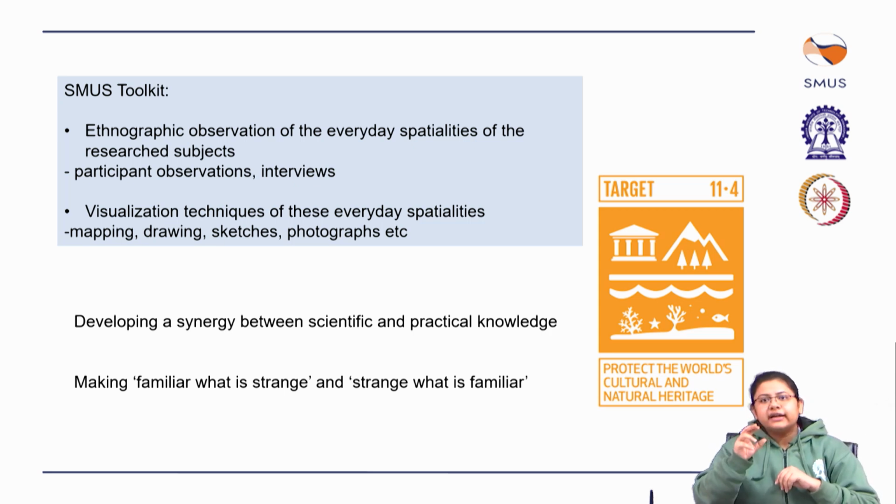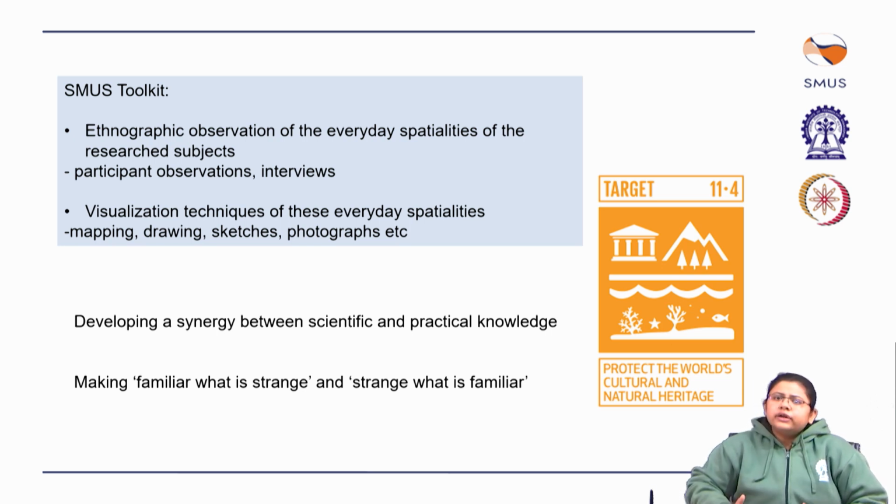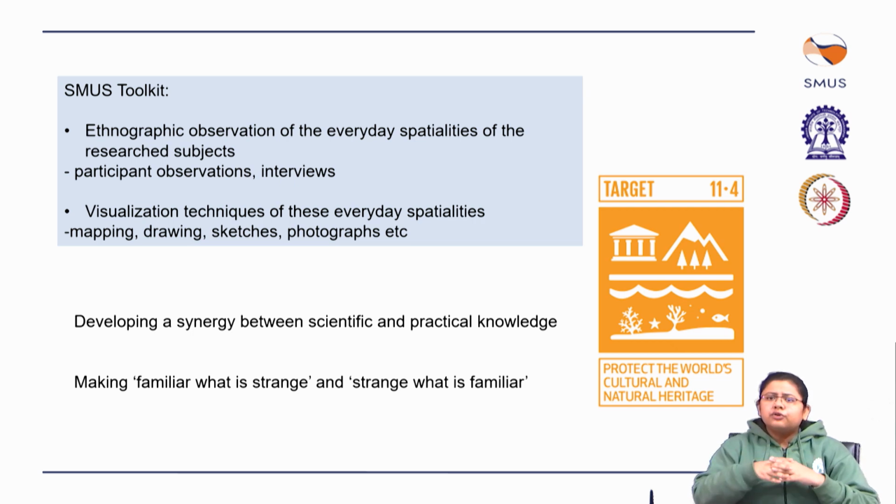So the SMUS toolkit actually comprises two main components. First, the ethnographic observation, and second, the visualization technique. The ethnographic observation is a qualitative methodology that is used by researchers of various qualitative disciplines such as sociology, geography, history, etc. Ethnography basically means integrating different qualitative tools of research in fieldwork, which includes participant observation, key informant interviews, focus group discussion, transect walks, etc., where these researchers use these methods to study a community in a very enriched and deep manner, where they study the everyday specialities of a space.